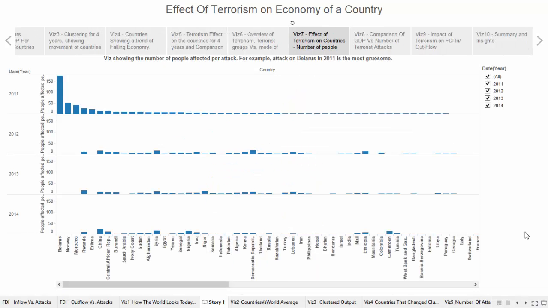This visualization shows the number of people affected per attack. To get this visualization, we have created a new parameter known as people affected per attack. This is the ratio of the sum of the number of people killed and the number of people wounded to the total number of attacks happening in a country per year. From this graph we can see that the attack on Belarus in 2011 is the most gruesome, with as many as 174 people affected per attack that year.